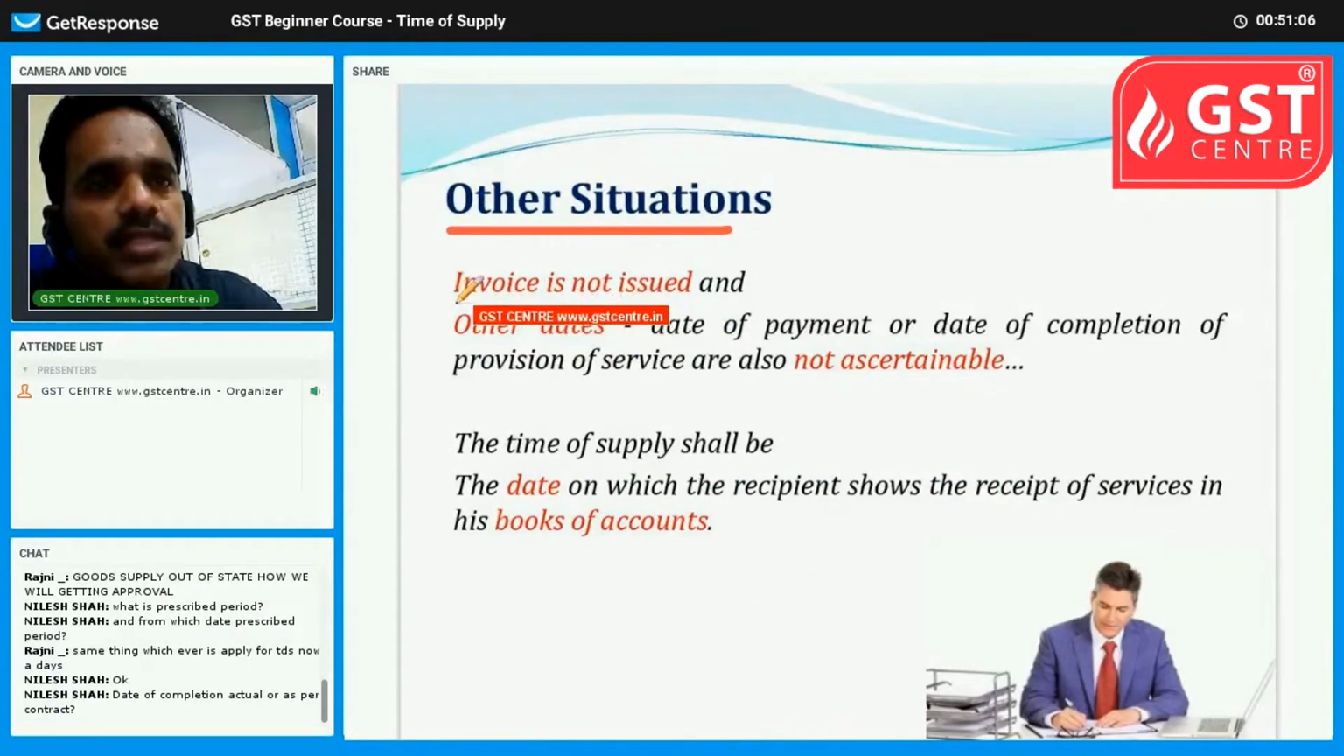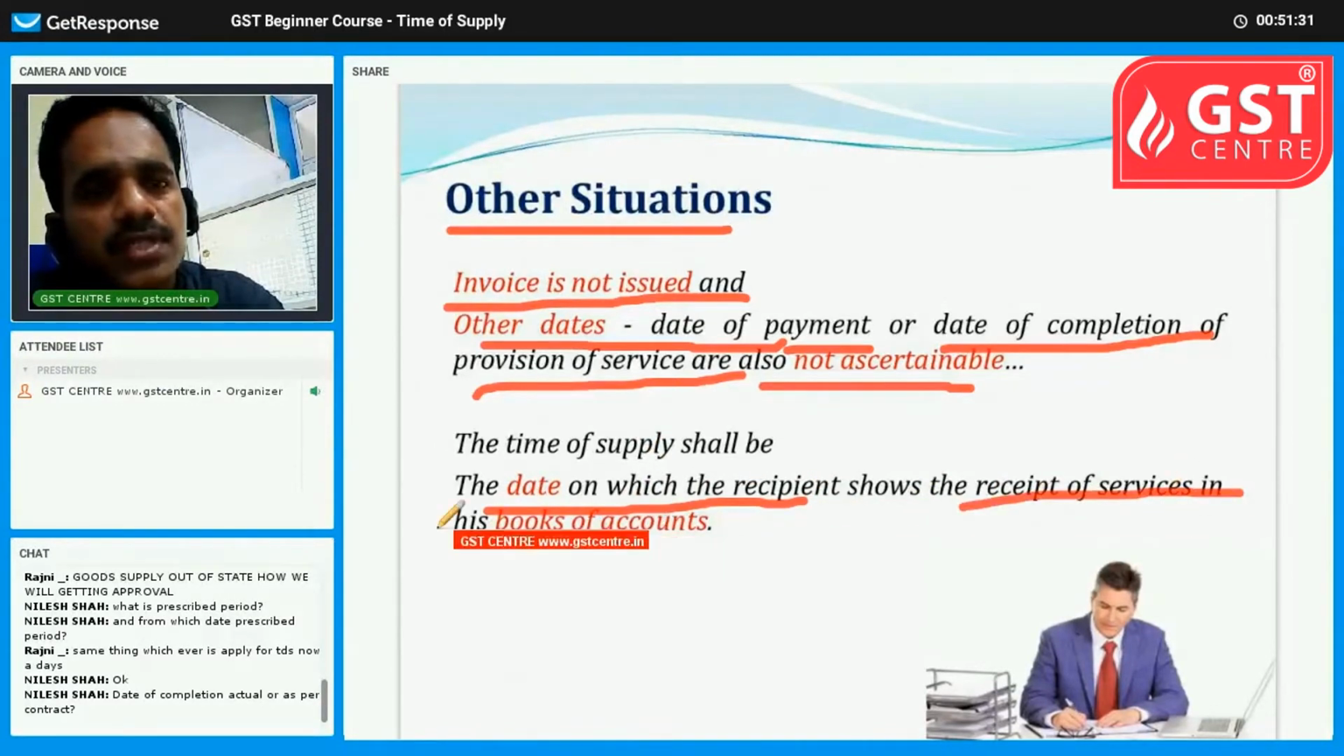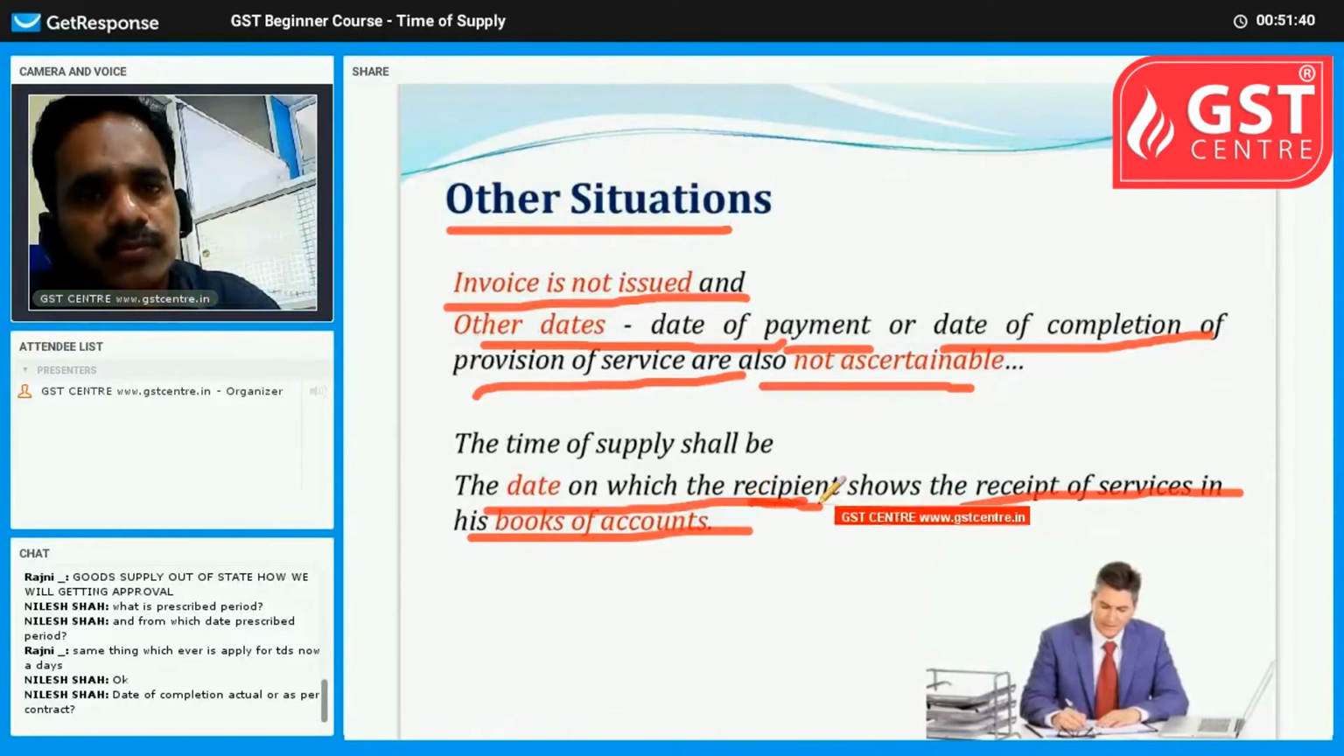Other situations may come. That is, the invoice is not issued, and other dates are not ascertainable. The date of payment or date of completion of provision of service is also not ascertainable. In that case, we will take the date on which the recipient shows the receipt of services in the books of accounts. That is when the entry was made for receipt of services by the recipient. That is the rule.